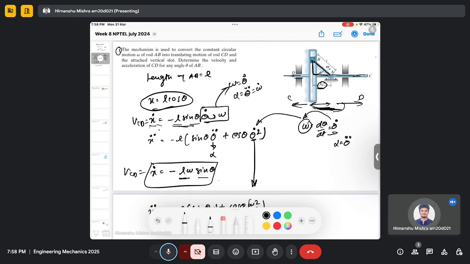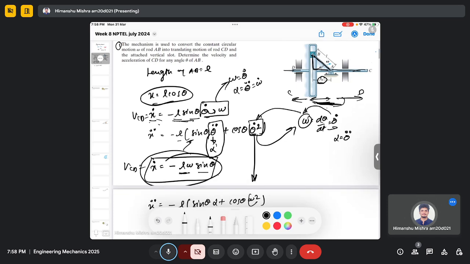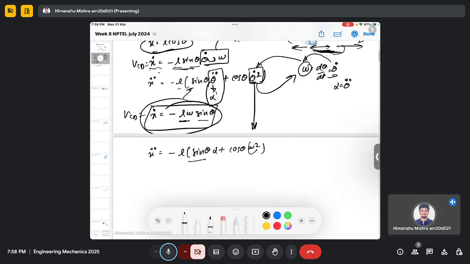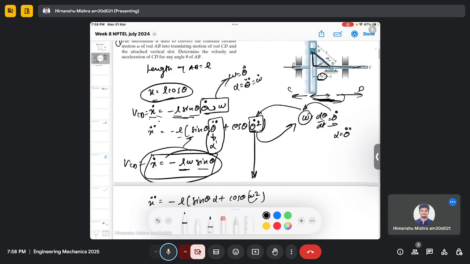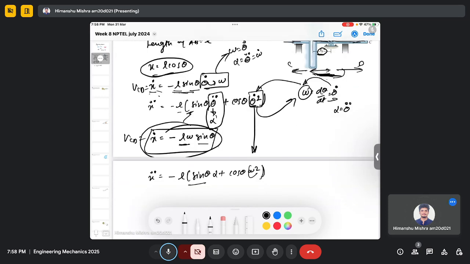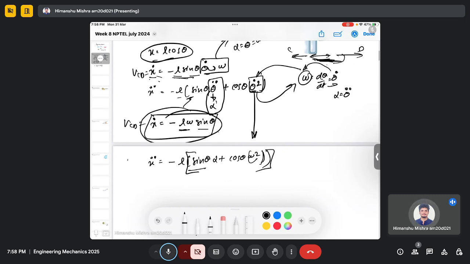And when you differentiate this quantity again, you will get minus L sine theta, theta double dot, and theta double dot is alpha, and theta dot square will be omega square. So this will be sine theta alpha plus cos theta omega square. This will be the acceleration of CD.